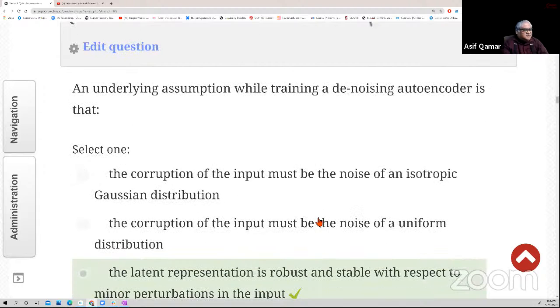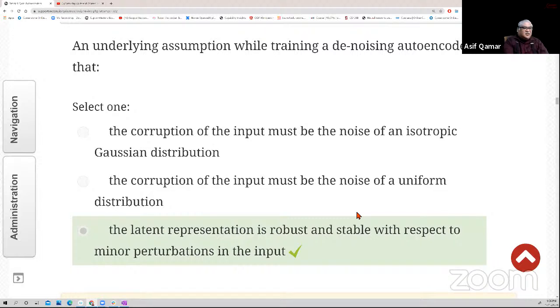An underlying assumption about training a denoising autoencoder is that, what's an underlying assumption of denoising autoencoder? The corruption of the input must be the noise of an isotropic Gaussian distribution. No, we don't require that. It could be salt and pepper. The corruption of the input must be the noise of a uniform distribution. No, it could be Gaussian or salt and pepper. The latent representation is robust and stable with respect to minor perturbations in the input. And that is the whole point with autoencoders.